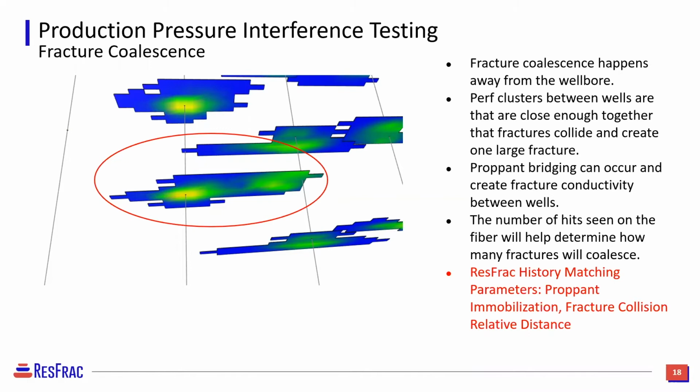History matching parameters here. Once again, proppant immobilization. You have to get your proppant out far enough to create a conductivity between the fractures. And then the fracture collision relative distance, which is a function right now of your fracture element length. So if you specified 0.1 and your fracture element length was 100, then if the fractures got within 10 feet of each other out here in the matrix, then they would coalesce.